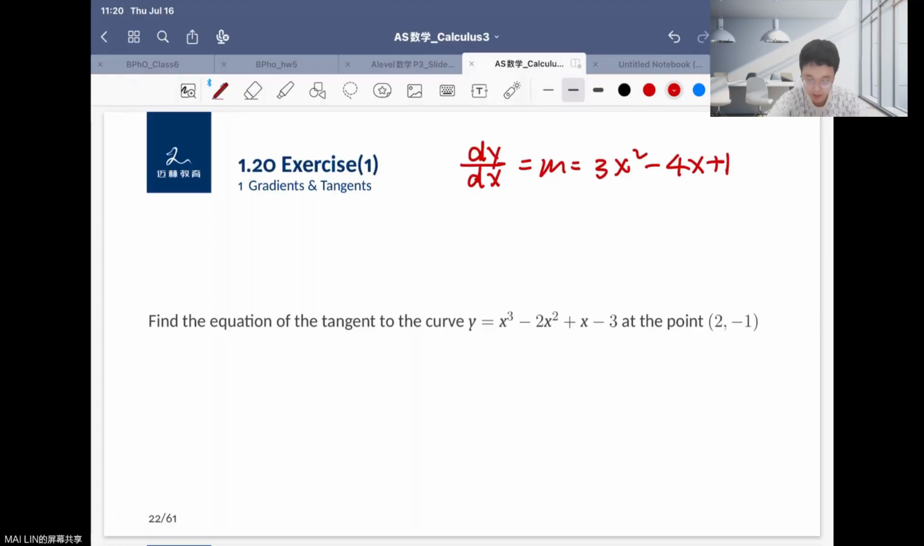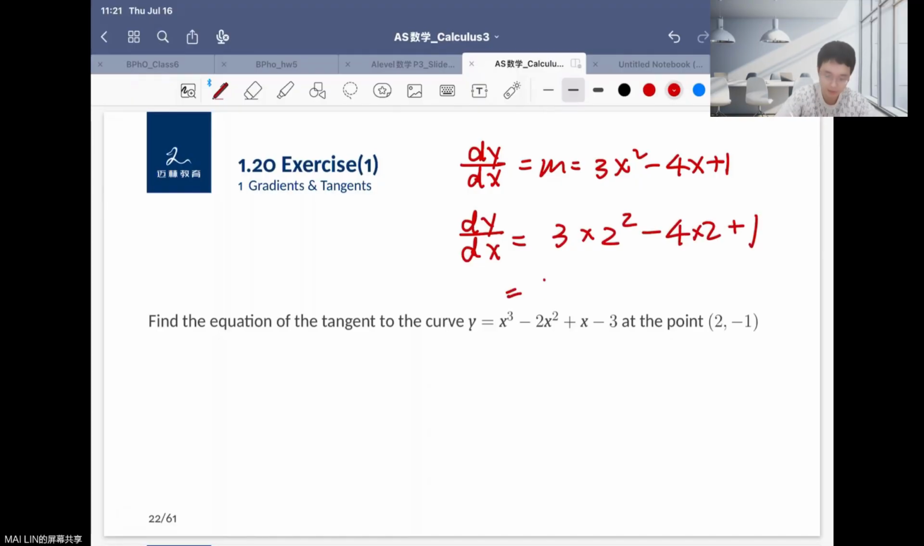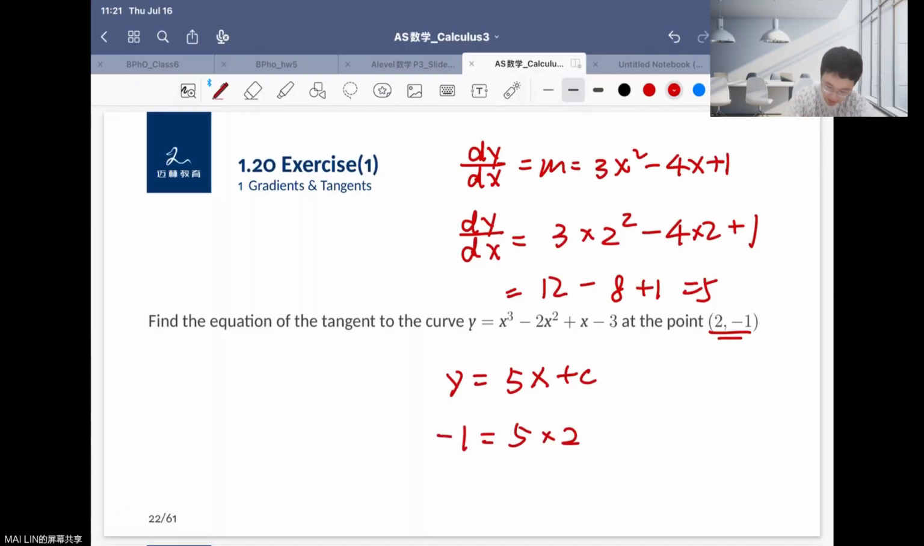Then we put x equals 2 into it. So dy/dx is 3 times 2 squared minus 4 times 2 plus 1, which is 12 minus 8 plus 1, equals 5. So the gradient here is 5, and the function is y equals 5x plus c. It also passes through the point (2, -1), so we put it in: -1 equals 5 times 2 plus c. So c equals -11. So the equation is y equals 5x minus 11. That is the tangent here.